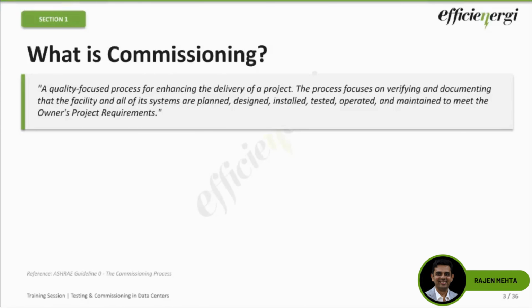The process focuses on verifying and documenting that the facility and all of its systems are planned, designed, installed, tested, operated, and maintained to meet the owner's project requirements. Now you note that the key phrase here is verifying and documenting. Both are equally important. And another important phrase is owner's project requirements. That is very key, right? Because this is not just any standard that commissioning has to adhere to. It has to adhere to what was specified as per the owner's project requirements.